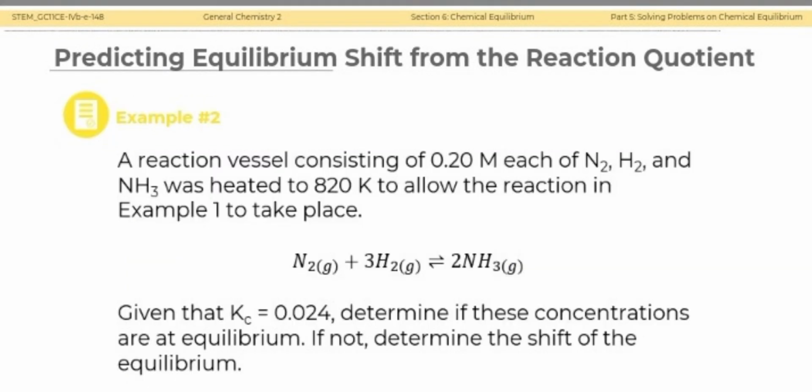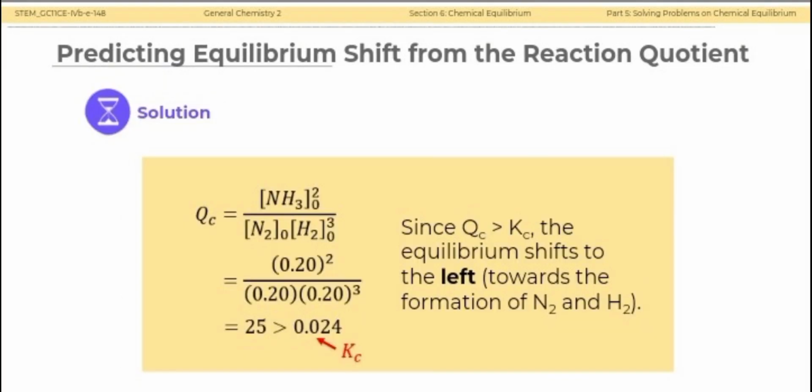Example number 2. A reaction vessel consisting of 0.20 molar each of nitrogen, hydrogen, and ammonia was heated to 820 Kelvin to allow the reaction in example number 1 to take place. Given that equilibrium constant equals 0.024, determine if these concentrations are at equilibrium. If not, determine the shift of the equilibrium.